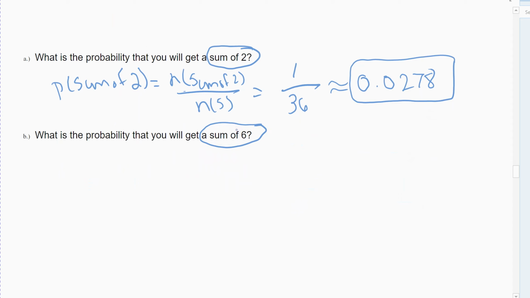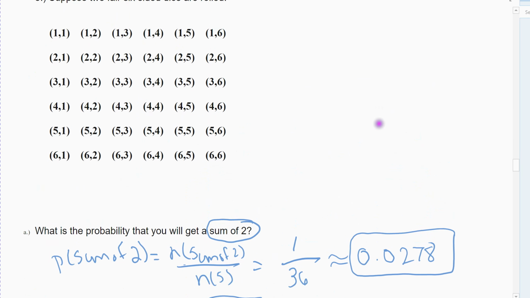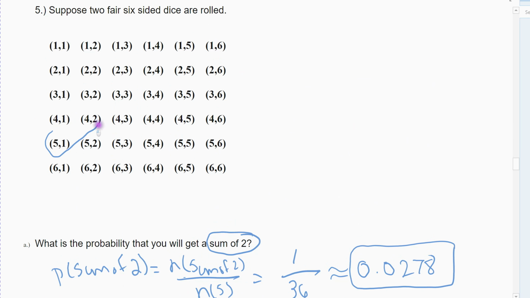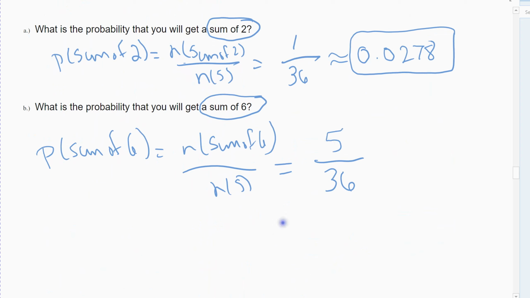I think in our experiment that was like 14%. Well, let's see what it is in our theoretical probability. So number of ways to get a sum of 6 out of my universal. So out of the 36 possible outcomes, how many have a sum of 6? If I go up here, remember sums go diagonally, there are all the possible outcomes in my experiment where I can get a sum of 6. So 5 out of 36. There are 5 chances out of 36.